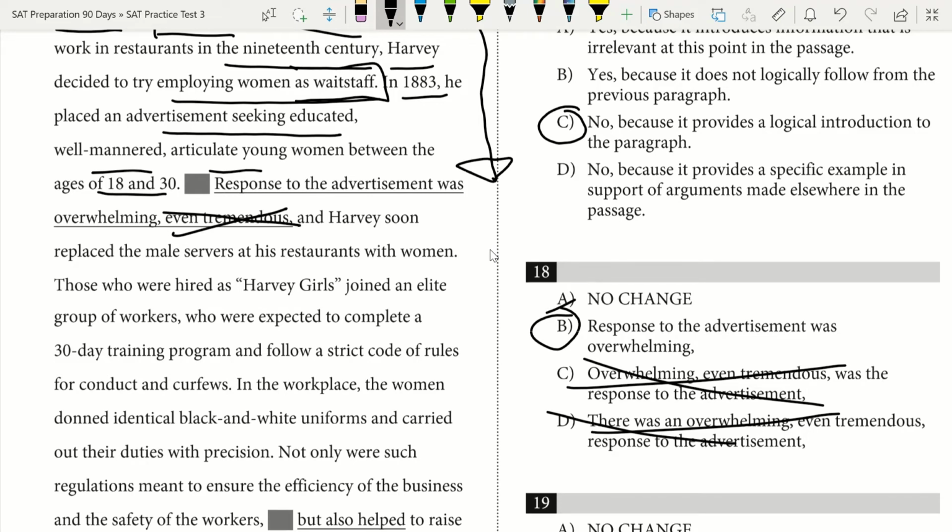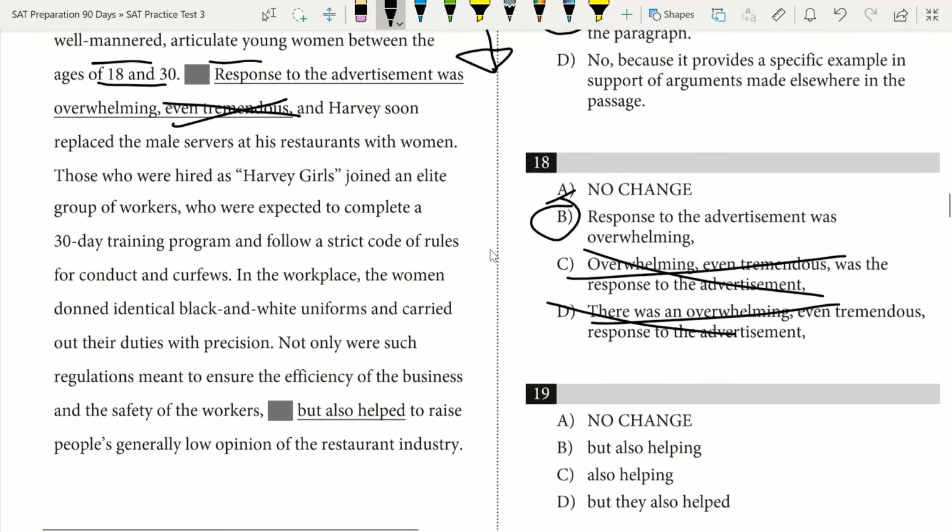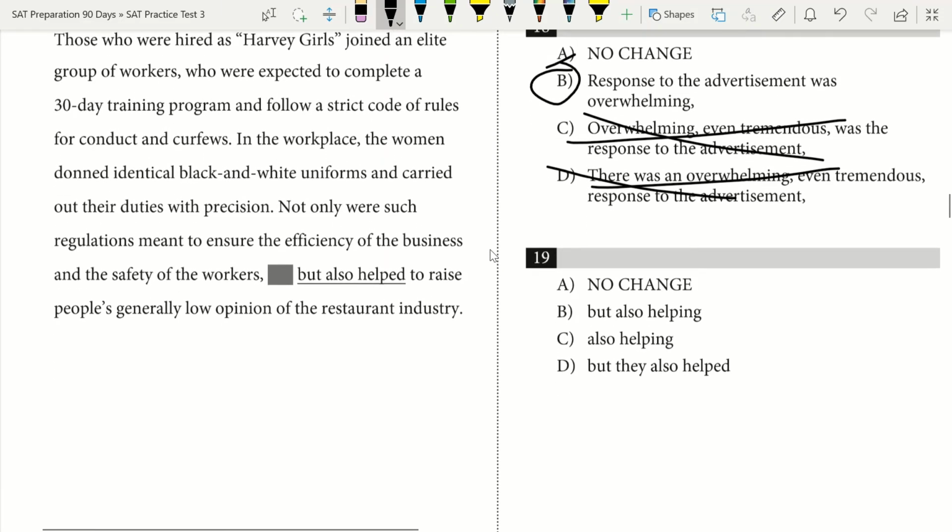All right, number 18, we got B. Now we're on number 19. So we got Harvey soon replaced the male service at his restaurant with women.